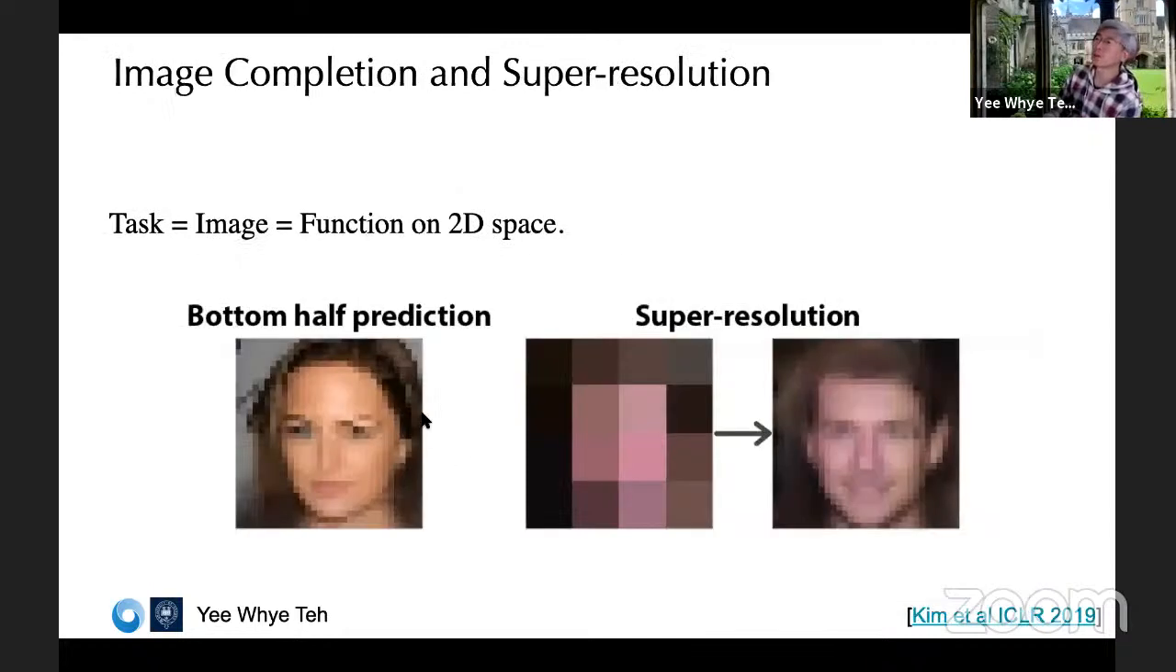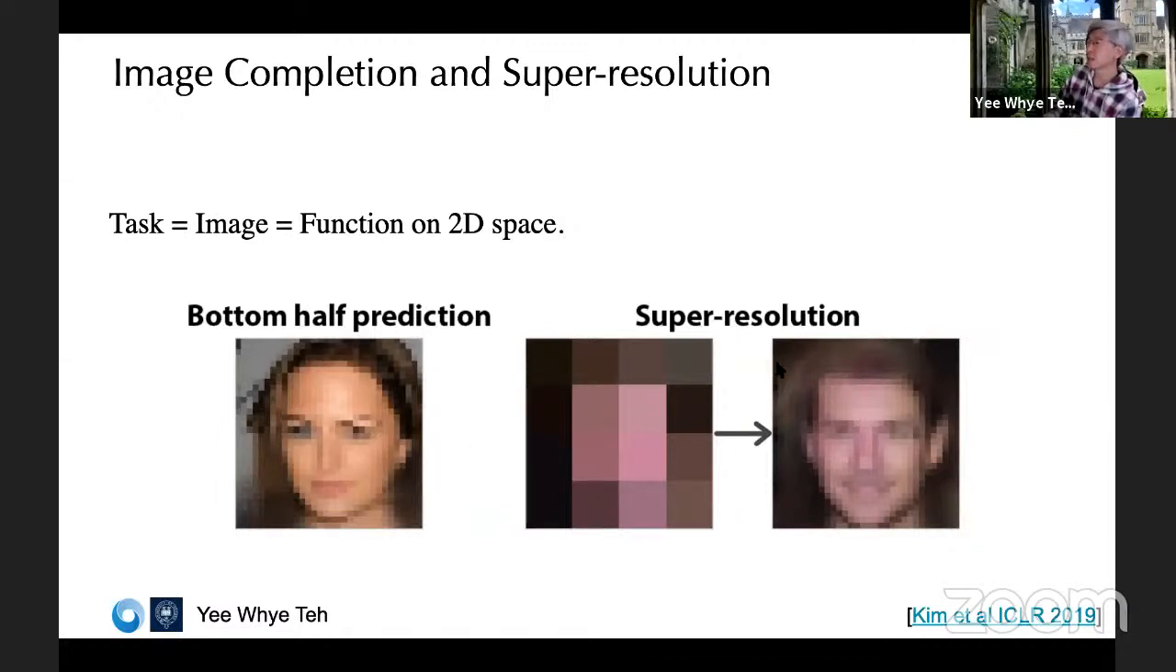You can do this for not just one-dimensional functions, but also two-dimensional functions. So here's an application to image completion and super resolution. So the idea here is that each task corresponds to an image, which we could think of as a function on a 2D space. And over here, what we do is we observe the function in the first half of the image, and we ask the neural process to fill in how the bottom half looks.